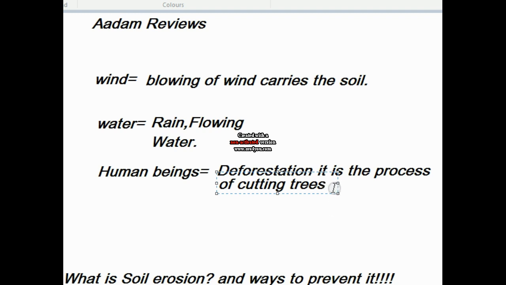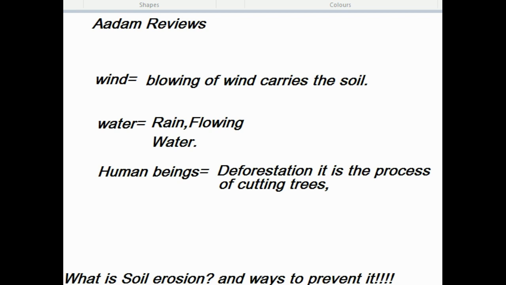Trees provide support to soil. Remember this point? Trees provide support to soil. Now, because of the cutting down of trees, the support of soil decreases. So then wind and water can carry away the soil. That's it for the three factors of soil erosion. Now we've completed our first question, what is soil erosion.